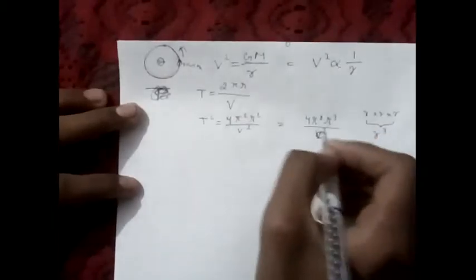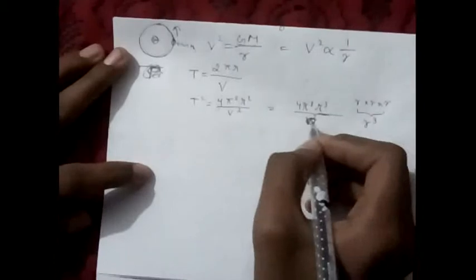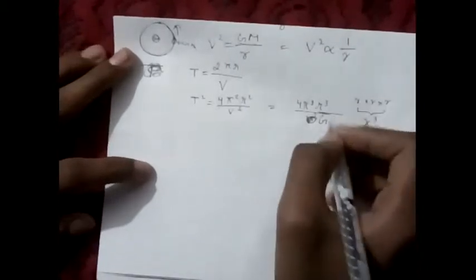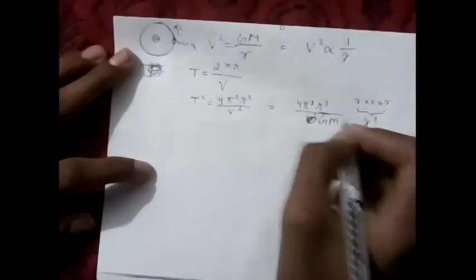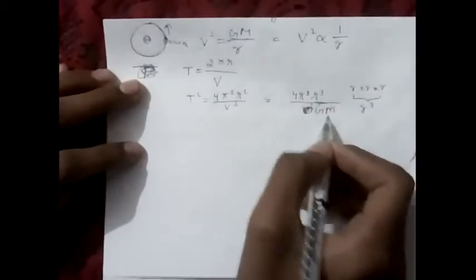I'm so sorry, I made a big mistake. I sometimes make mistakes. It's not v squared here, it's GM. Okay, it's GM, not v squared. I'm sorry, I made a mistake. Here 4 pi and GM both are constant.